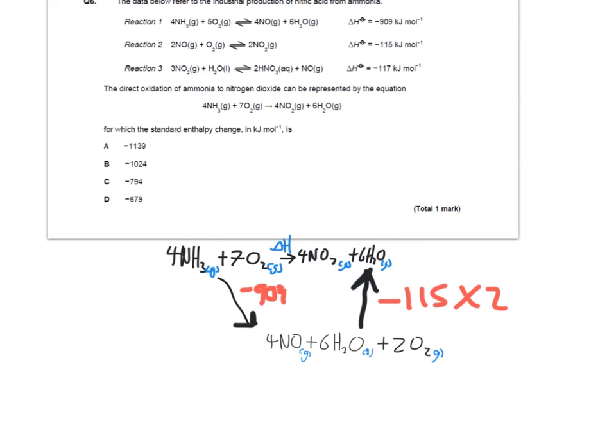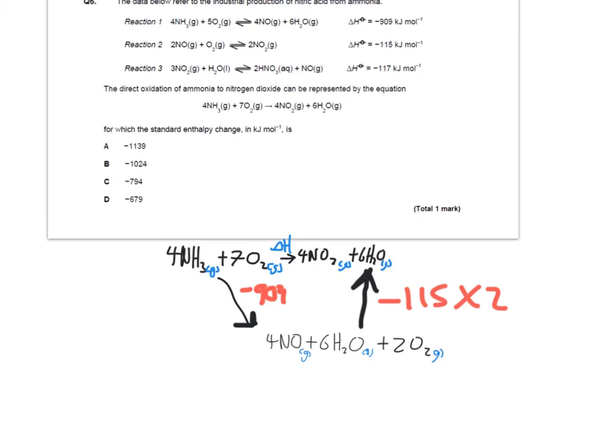So you might be thinking, what about the water? Well, we've got 6 H2Os in the gaseous state here. We've got 6 H2Os in the gaseous state here. So there is no enthalpy change turning gaseous water into gaseous water. It's already there. So everything's being taken into account.